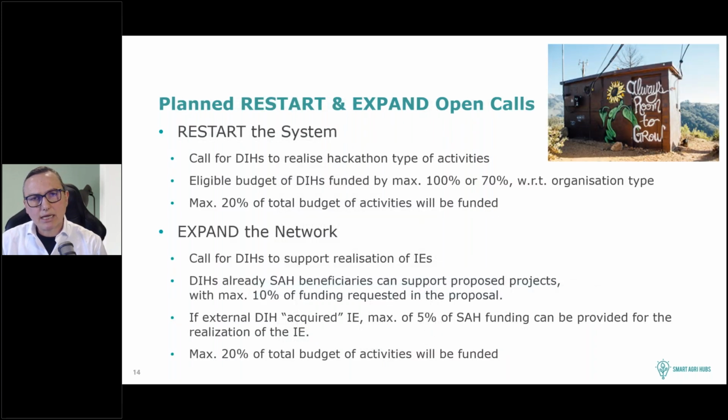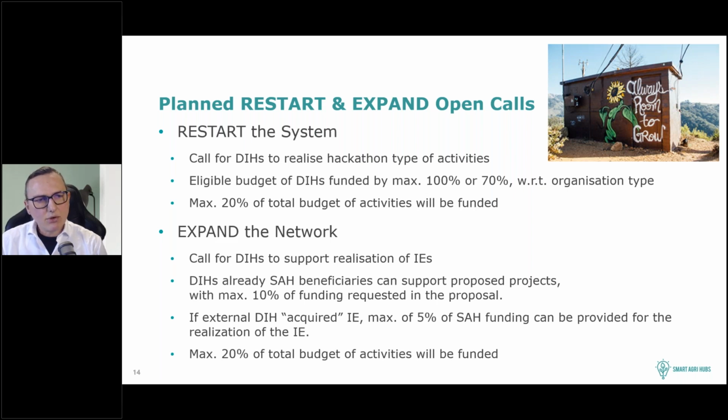We are coming to the restart and expand open calls. The restart, as I said before, is about what kind of ideas we could support in the regions, meaning what digital innovation hubs would mobilize in the regions in the form of hackathon type of activities. There the idea is to fund 100 to 70% of the costs, while in the restart open call, Smart Agri-Hubs will cover 20% of the funding for those activities. This was the basic objective of the Smart Agri-Hubs open call, not to pay all the cost of such initiatives, but to provide a share of this budget.